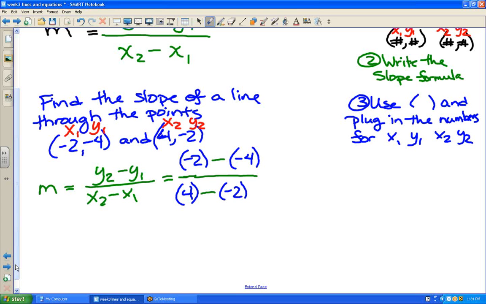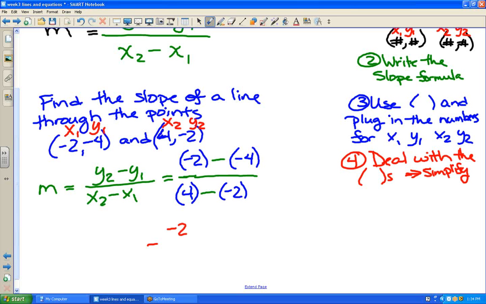Step 4. Deal with the parentheses, which is another way of saying simplify. Okay, so just starting from the top, that negative 2, I don't have anything attached to it or in front of it, so I didn't really need those parentheses. But then I come to a minus minus, and remember, a negative times a negative is a positive, so minus minus becomes a plus. And then I still have the 4.